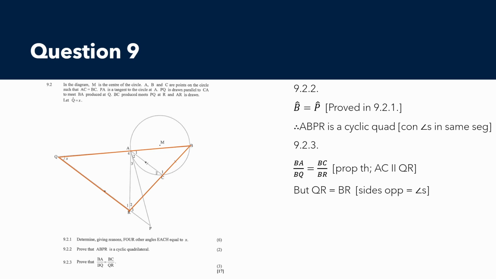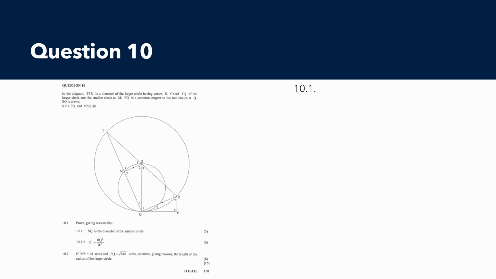And moving on to question 10. The problem statement reads as follows. In the diagram, TSR is a diameter of the larger circle having center S. Chord TQ of the larger circle cuts the smaller circle at M. PQ is a common tangent to the two circles at Q. SQ is drawn. RP is perpendicular to PQ and MS is parallel to QR. Prove, giving reasons, that 10.1.1 SQ is the diameter of the smaller circle.